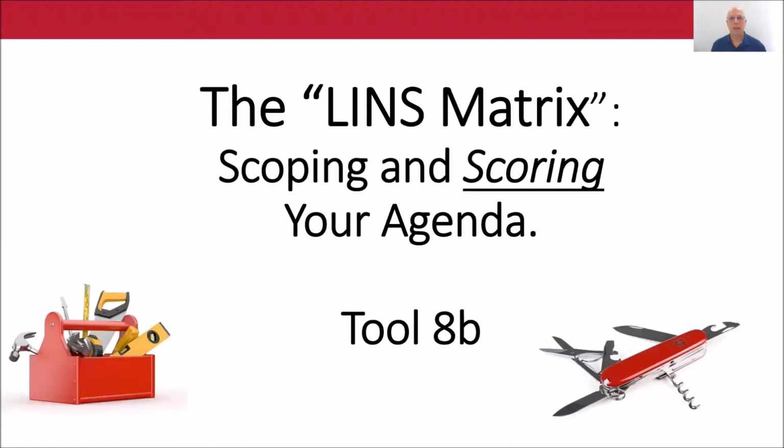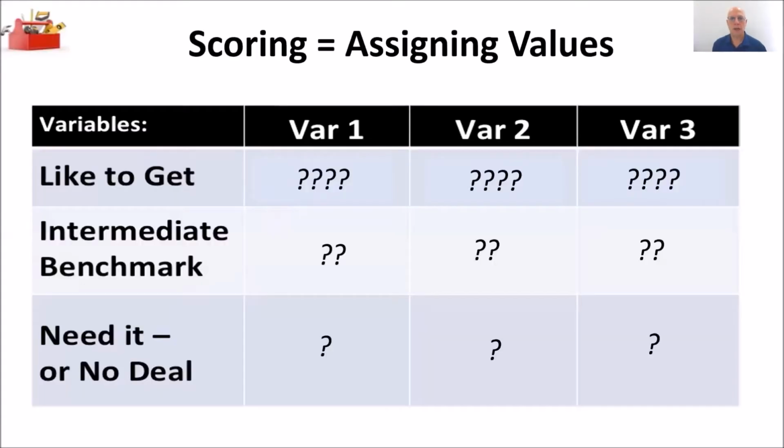Welcome back. This is part 2 of the LINs matrix, and now we are looking at the scoring tools. So in the first half, we were worried about coming up with actual variables, variable 1, 2, 3, 4, 5, that we're going to scope out our deal. Now that we know that, we're going to focus on this side of the chart. We'd like to get intermediate, benchmark, and need or no deal in order to put values on each one of our variables.